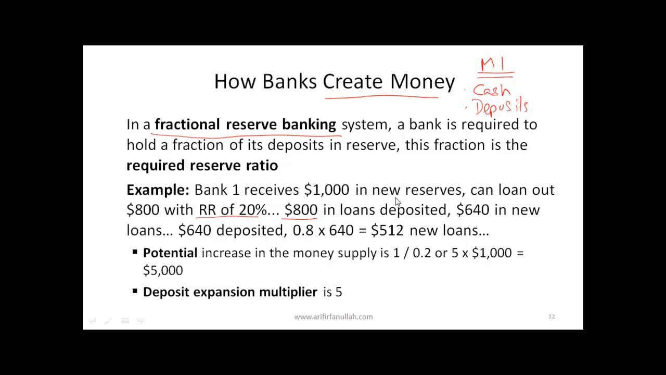800. So let's say 800 went to businessman B. He put that money in his account. How much did he put in his account? 800. Did money supply go up by 800? Yeah, M1 went up by 800 because that's a deposit. And then does the bank need to keep all 800 or does it only need to keep 20% of that? It keeps 20%. What happens to the remaining 640?